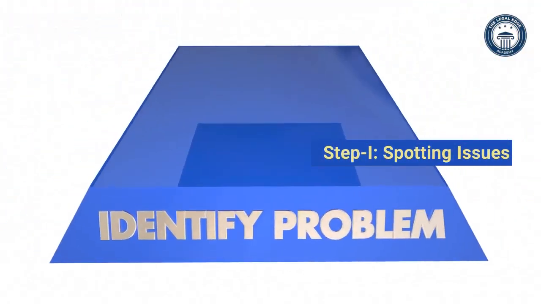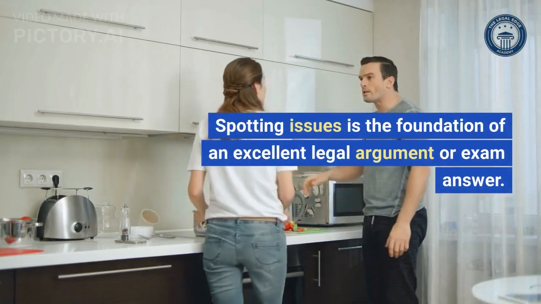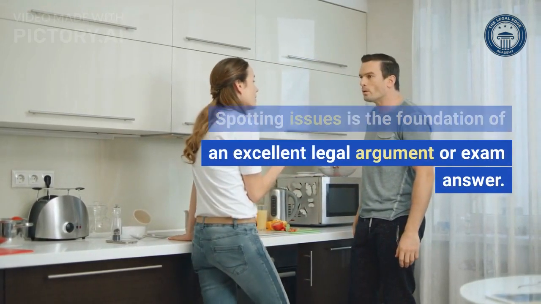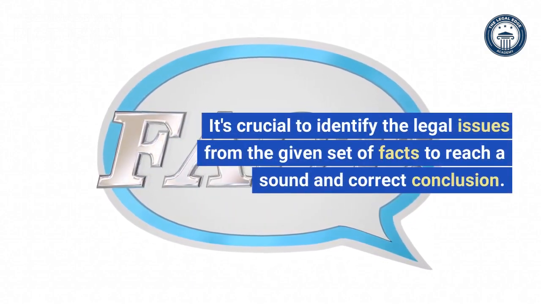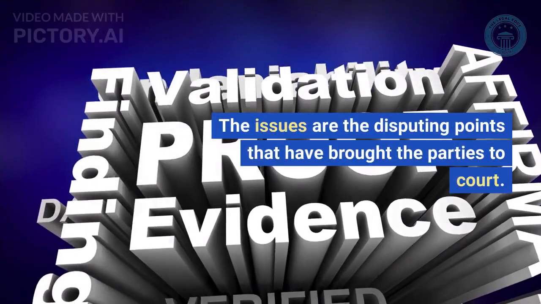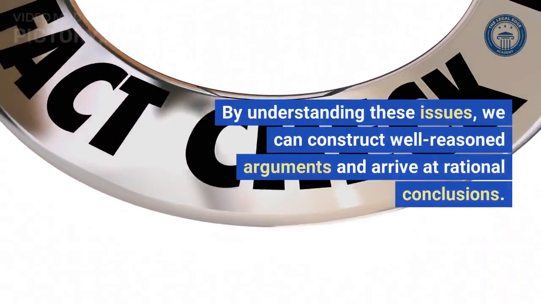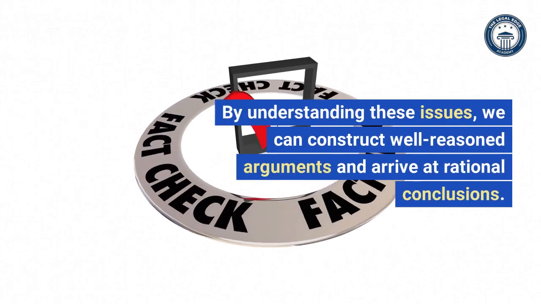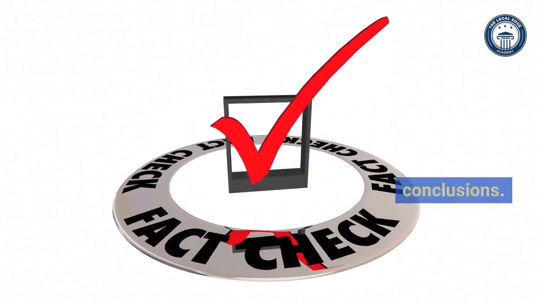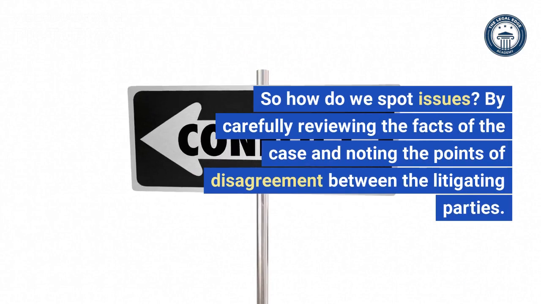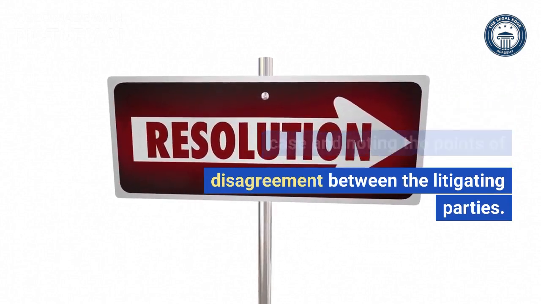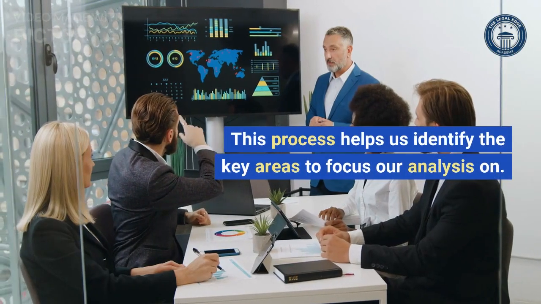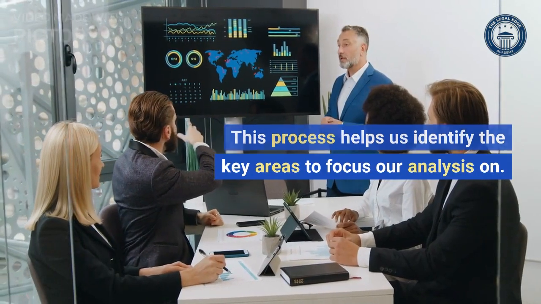Step 1, spotting issues. Spotting issues is the foundation of an excellent legal argument or exam answer. It's crucial to identify the legal issues from the given set of facts to reach a sound and correct conclusion. The issues are the disputing points that have brought the parties to court. By understanding these issues, we can construct well-reasoned arguments and arrive at rational conclusions. So how do we spot issues? By carefully reviewing the facts of the case and noting the points of disagreement between the litigating parties. This process helps us identify the key areas to focus our analysis on.